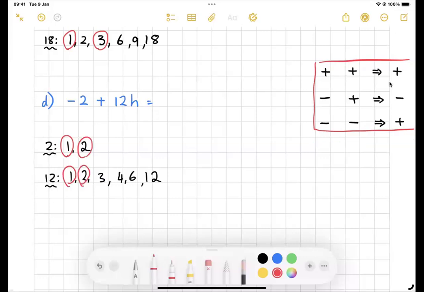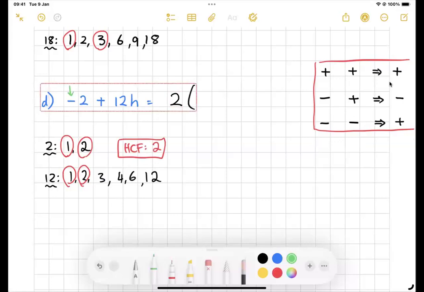2 and 2, 1 and 1. My highest common factor here is going to be 2. So I'm going to put 2 at the front and open the bracket. Because I'm dealing with a negative number at the front, I'm going to put a negative also at the front. Now, think about it this way. Just deal with the numbers. Negative 2 times what gives me negative 2? Well, negative 2 times 1 gives me negative 2.